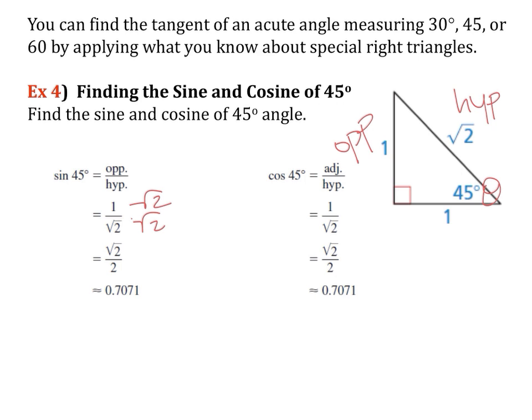And then cosine of 45 degrees would be the adjacent, which would be 1, divided by hypotenuse, which is square root of 2. Now you can never leave radicals in the denominator, so you rationalize the denominator, multiplying both square root of 2 in the numerator and denominator, resulting in square root of 2 divided by 2. That would be exact. Type that in the calculator, you should get decimal .7071.